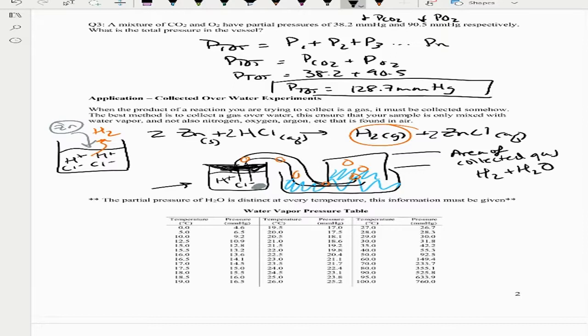You may wonder why we do an experiment where we still mix our gas with water vapor. And that's because the partial pressure of water vapor is distinct at every single temperature. And so this information has been well researched and can be found in tables such as the one below. So you'll see that at each temperature, the pressure of water vapor is fixed. So you're able to actually determine the pressure of just your gas through the summative equation above.